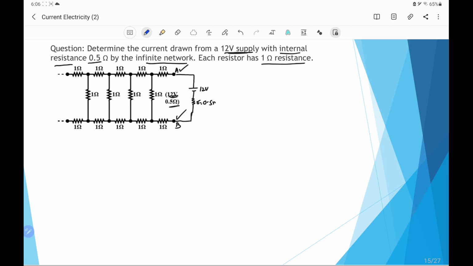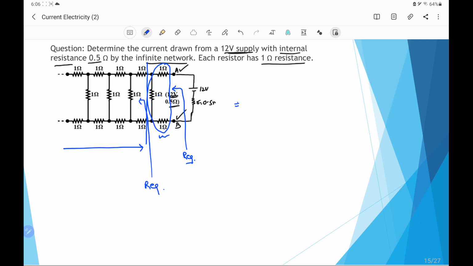Because this is an infinite ladder network, we consider that the equivalent resistance between A and B is R equivalent. If we eliminate one element of the network, that is this 1 ohm and 1 ohm, these three resistors form a single element, and these are repeated to form the infinite network. So if one component is removed, it is still an infinite network, and therefore here also we will find the resistance R equivalent.